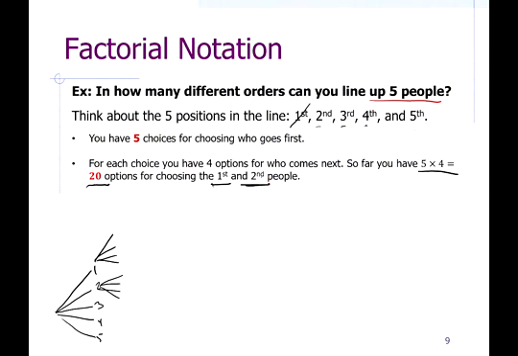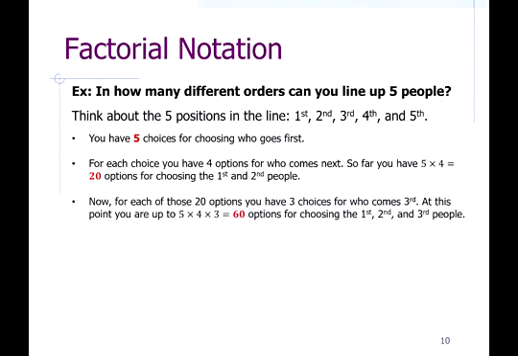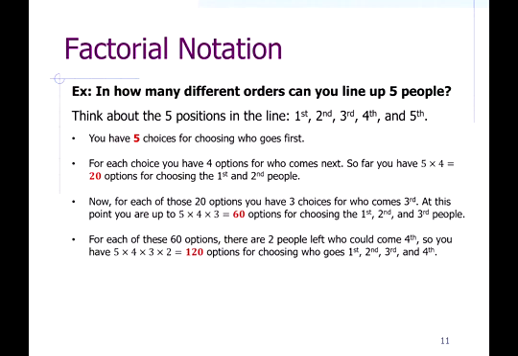Now, continue on with this logic. So far, there's 20 different ways to pick the first 2 people. Well, 2 people are gone. There's 3 people left. So now for each of those 20 options, you have 3 choices for who is in position 3. So that brings you up to 60. 5 choices for the first position, 4 choices for the second, 3 for the third. Now there's 60 ways to pick the first, second, and third people. I'm going to keep going. For each of these 60 options, you have 2 choices left for who will follow in position 4.